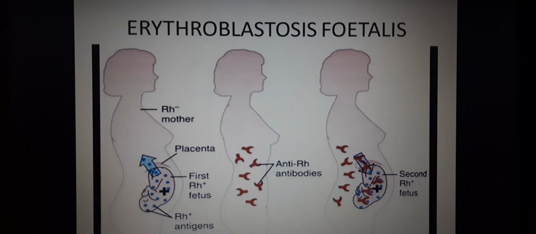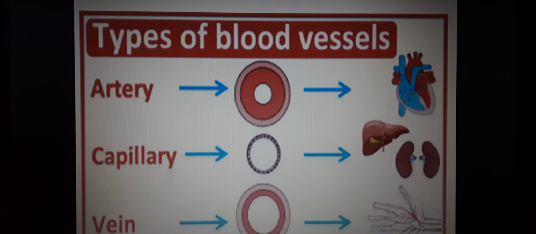In the second or successive pregnancy, what happens? These antibodies will affect the fetus, the Rh positive fetus, and ultimately the fetus will face severe anemia, that is, the RBCs will be destroyed and the child will face severe anemia.